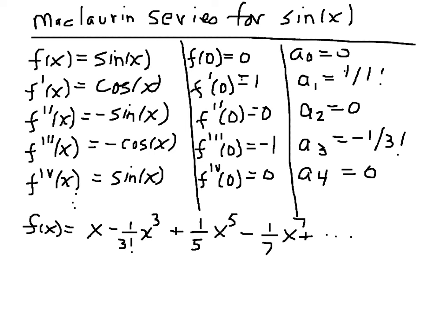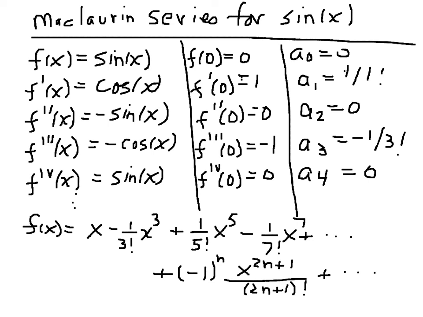And so what is our general term? Well, it's going to be some multiple of minus 1, and it's going to be an odd power, so it'll be x to the 2n plus 1 over 2n plus 1 factorial, and you've got to play around with it a little bit to see that the exponent on minus 1 should be an n. And there you go. And that is the Maclaurin series for sine of x.